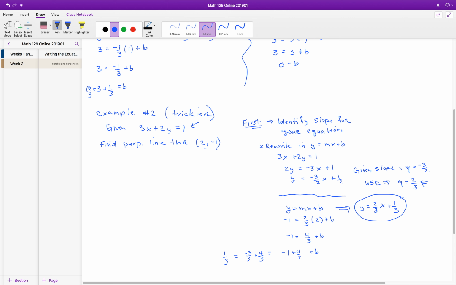Now if you were going to then find a parallel line, we would go through that exact same process, but here when we're deciding the slope that we're going to use, if it's parallel, we would use the same slope as the slope of the given line.